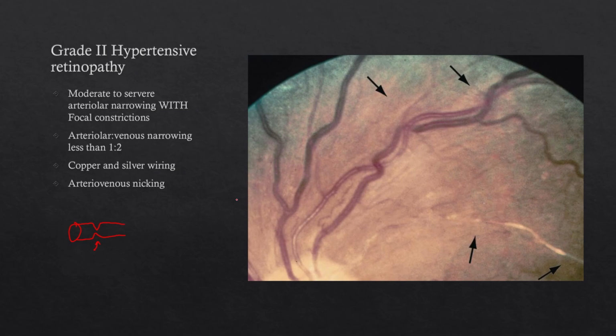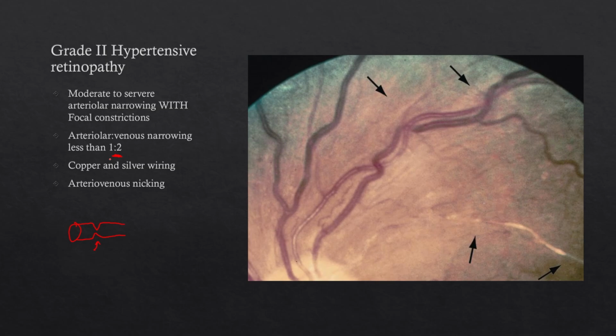The arteriole will continue to narrow. The ratio will be less than 1 to 2. The artery is very small in relation to the vein. Now, we're talking about the size right now, but I want to talk about the location furthermore. So what's actually happening now?